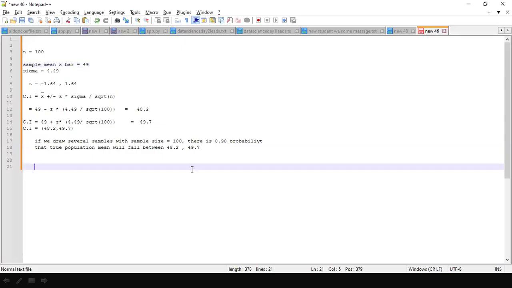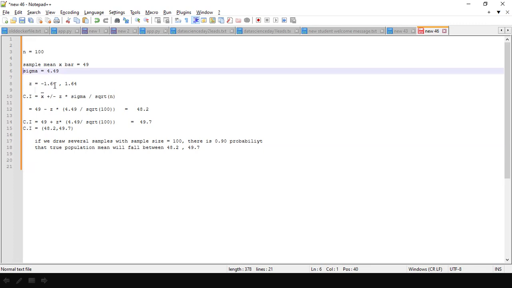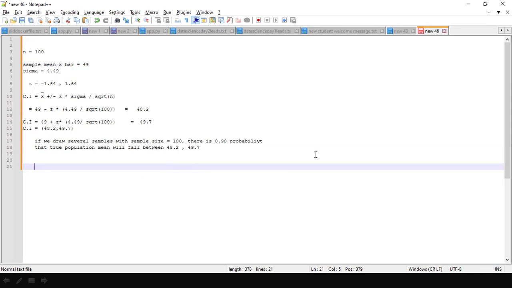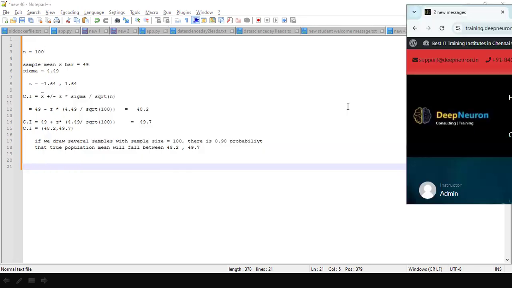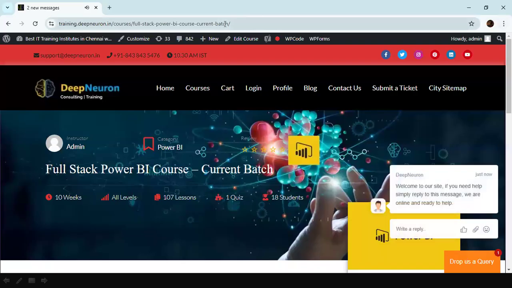Okay. So here we were given the population standard deviation only, not the population mean. So in that case, with the 0.90 probability, one second, let me confirm the z value. You can also check it in Google. So nowadays in Google, I just check it out here.